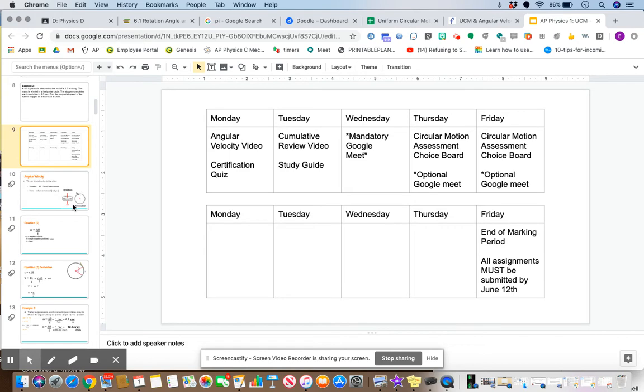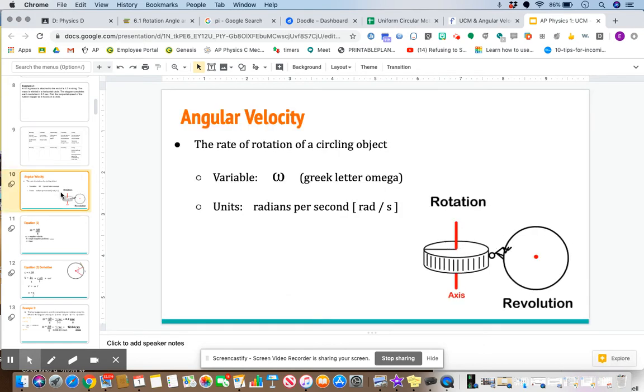Okay, so let's take a look at angular velocity. We know a little bit about it from our first Edpuzzle video, in addition to the activity that we completed in class on Thursday. Angular velocity explains the rate of rotation of an object that circles or orbits in a particular situation. So it's basically the rate at which it rotates in radians per second.